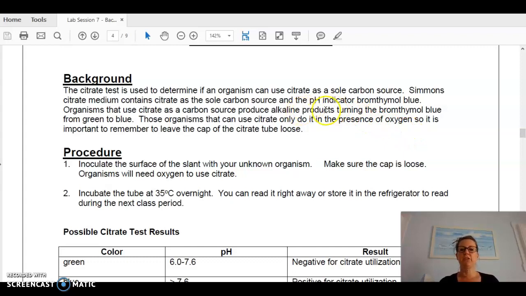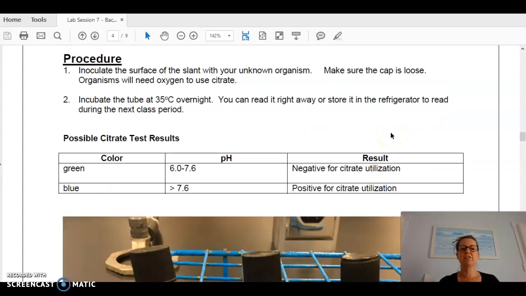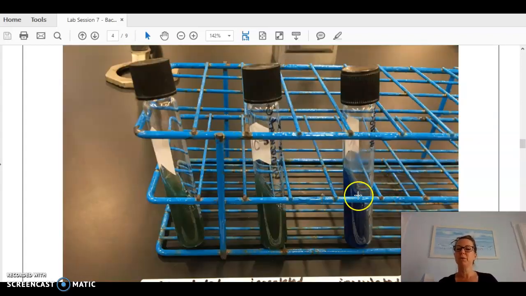So it mentions here that if your organism is able to use citrate as a carbon source, then it's going to produce alkaline products, which raises the pH, and it turns bromthymol blue from green to blue. So that green negative control becomes blue.